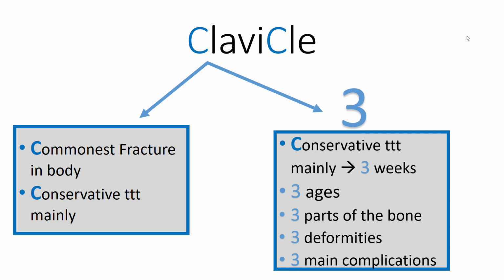There is a trimodal distribution of the clavicular fracture. Number 3, the clavicle is divided into 3 parts anatomically. Number 4, clavicular fracture is usually associated with 3 main deformities, and it usually results in 3 main complications. So let's discover the clues we have just mentioned.